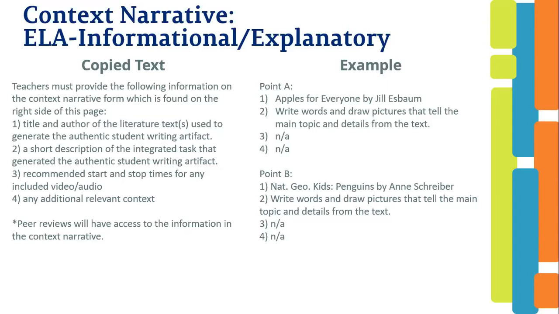Here you can see the point A information together and the point B information together. This is just another example of how you can set up your context narratives. For the informational explanatory student work artifacts, there are no videos, so the teacher has written in A to answer question 3. Also, no additional information was needed, so question 4 is also answered within A.